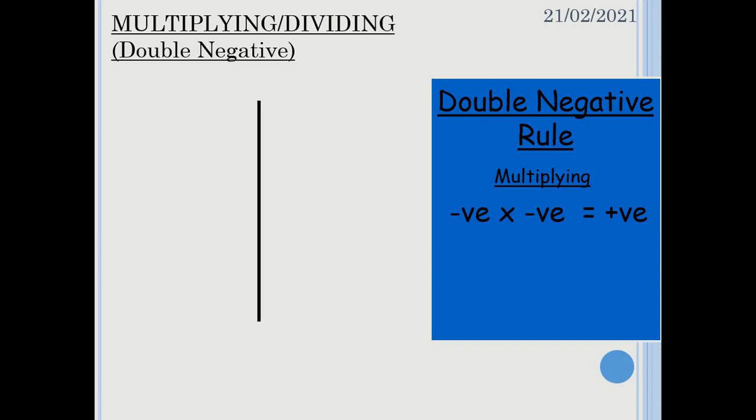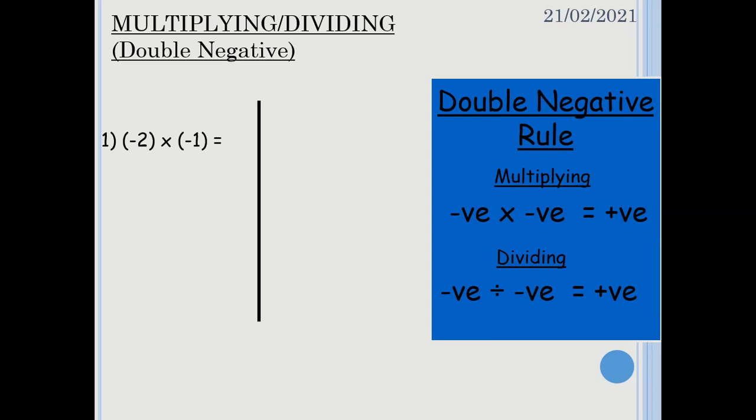What happens if we've got 2 negative numbers? We've got this idea of a double negative rule. The way I would like to think about it is the only time in the world where 2 wrongs make a right is maths. So a negative number multiplied by another negative number gives me a positive answer. And if I divide a negative number by another negative number, then I get a positive answer.